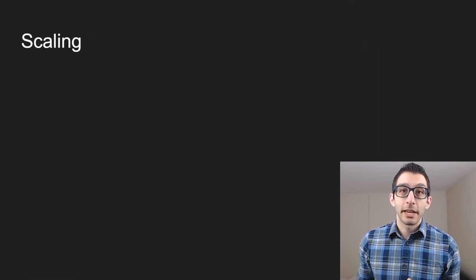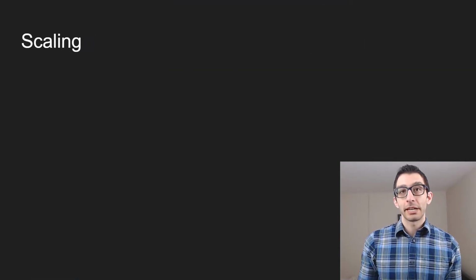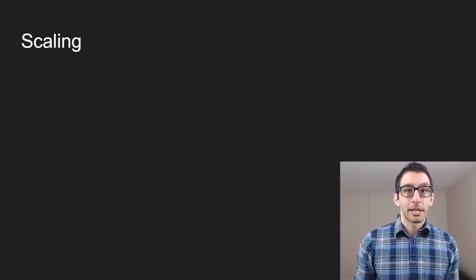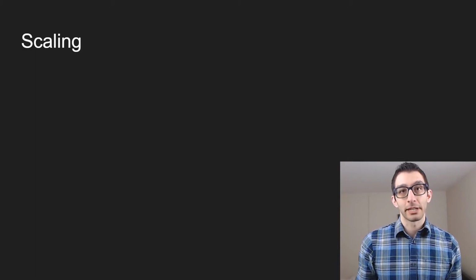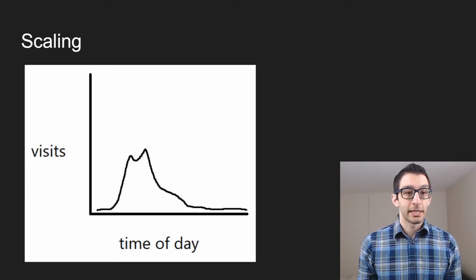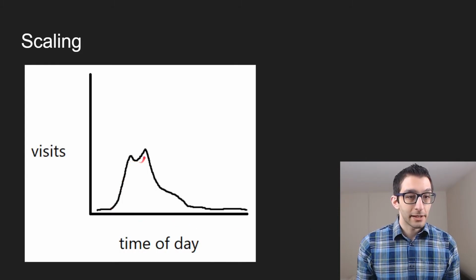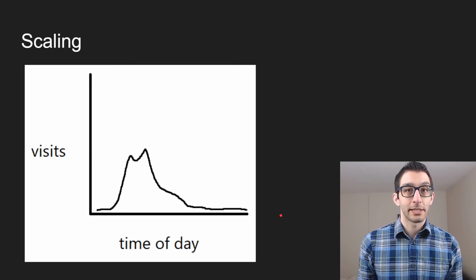So let's consider a site that you might make where it's a local news site, so the people going to it are in your same time zone, and they mostly visit in the mornings. You might have traffic that looks something like this, where there's a spike in the beginning of the day, and then it kind of levels off for the rest of the day.